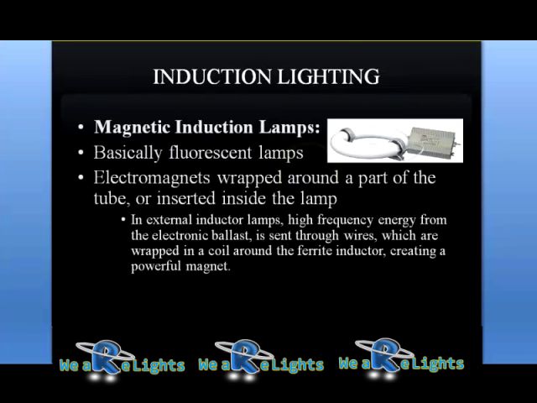Now, in addition to LED lights, induction lighting actually has a longer lifespan than LED products, and from a cost perspective, can be much cheaper than an LED solution. Induction lamps are essentially fluorescent lights with electromagnets wrapped around a part of the tube. Induction lights are generally the preferable solution for outdoor areas like parking lots or street lights and can last up to 100,000 hours without serious degradation.